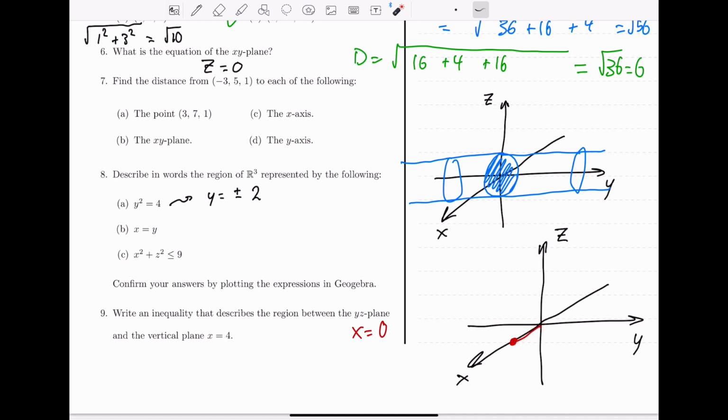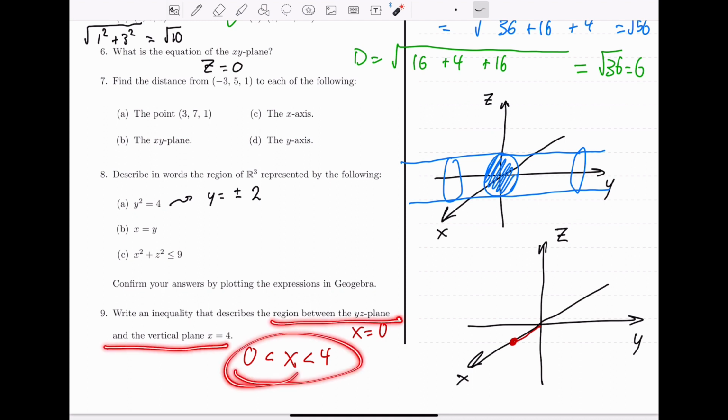That will be a solid region, a three-dimensional infinite wall stretching in all directions between x equals 4 and x equals 0. And we can describe this with the simple inequality, x is less than 4 and greater than 0. y and z can be anything as long as the x values are between 0 and 4. That inequality describes the region between the yz plane and the vertical plane x equals 4.